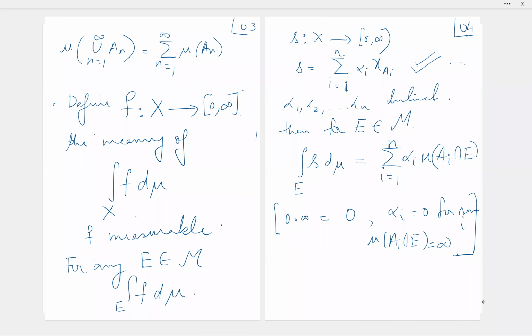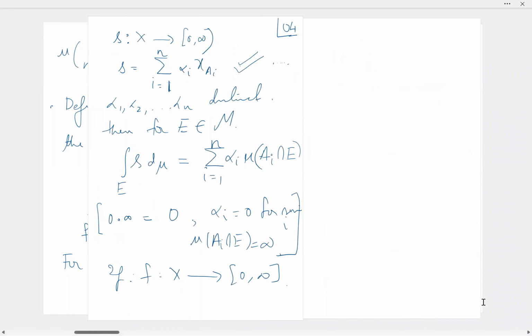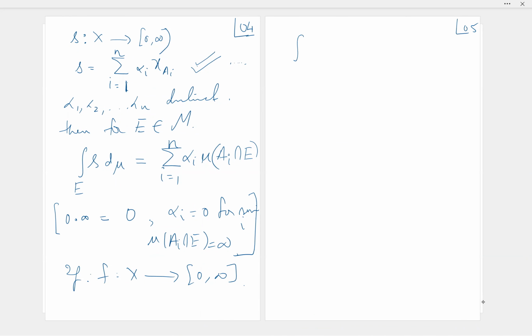And then the next step is to make sense of this integral for any measurable positive function. Okay. So what would that be? Because you know this is a fact, you would have done it. Okay, let me not go there right now. So if f goes from X to [0, infinity], then you will define the integral to be the supremum of these quantities.